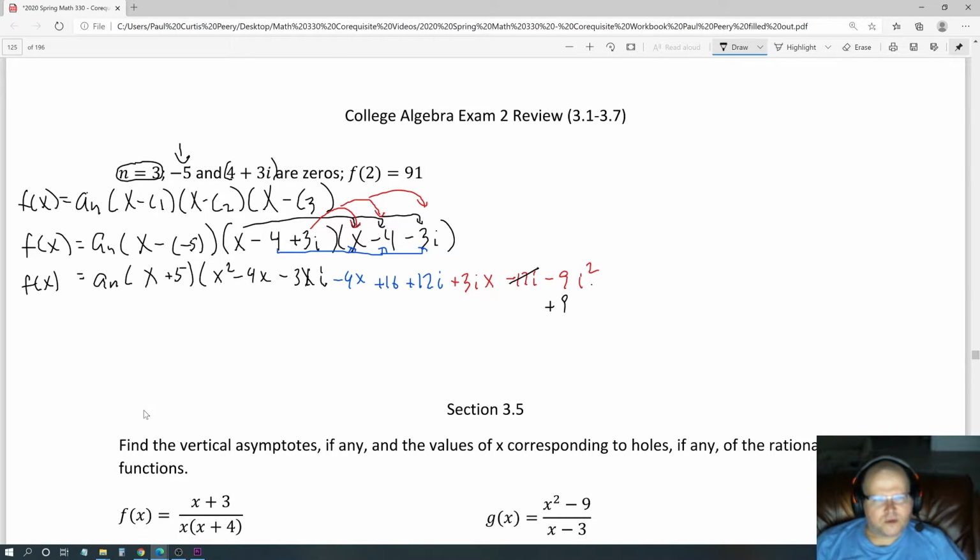We have a negative 12i and a positive 12i, which cancel. We have a positive 3ix and a negative 3ix, which cancel. And we have two negative 4x's, so we end up with x squared, negative 4x and negative 4x gives me negative 8x. And we have plus 16 and plus 9, which gives plus 25: x squared minus 8x plus 25. There we go. We put the x plus 5 back on it.